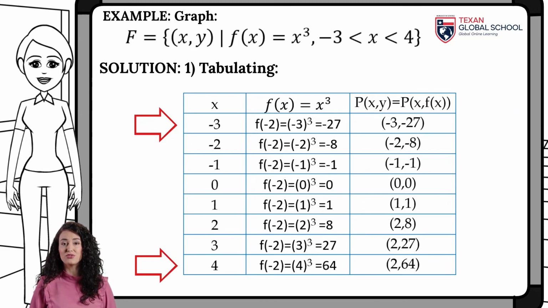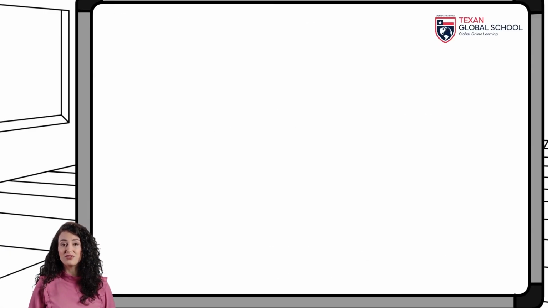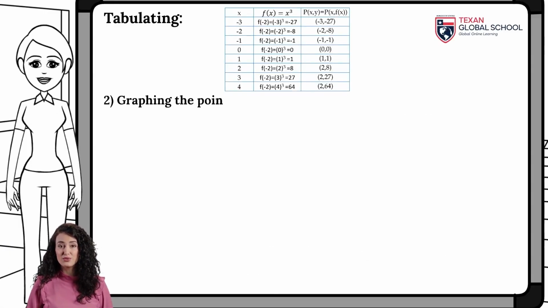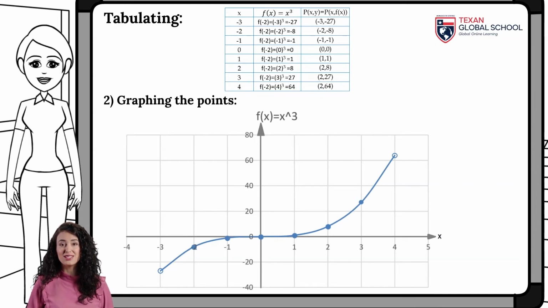We substitute the values proposed in the rule of correspondence f of x equals x cubed. By cubing each value, we obtain the values of f of x. In this way, we obtain ordered pairs or coordinates to graph. Since it is an open interval, we place an uncolored ball at the end of the graph, indicating that -3 and 4 do not belong, but all the values within the interval belong.